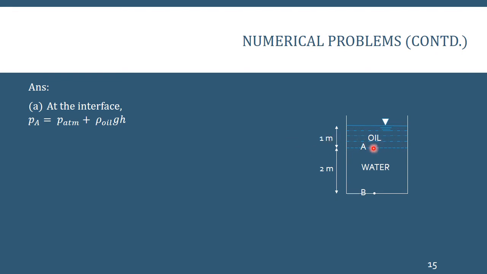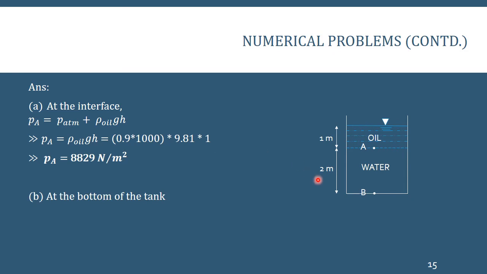Okay. Atmospheric pressure is taken to be equal to 0. So PA would be equal to rho oil into g into h, which is 0.9 into 1000 kilogram per meter cube, which is the density of the oil, into 9.81 into 1. So you will get pressure at A to be 8829 Newton per meter squared.